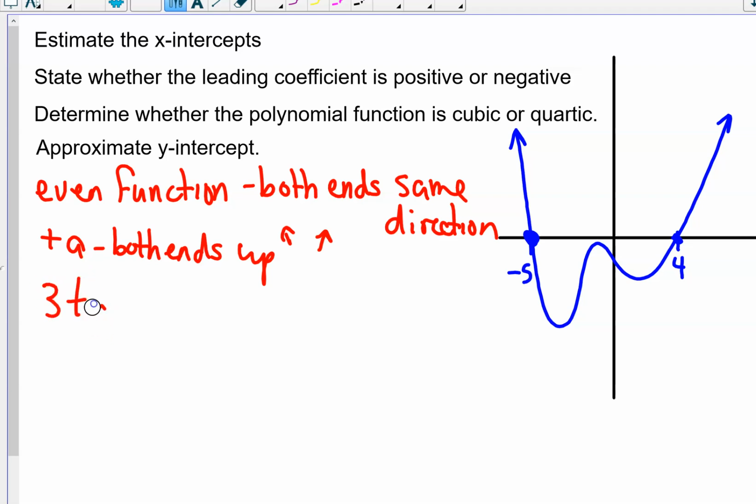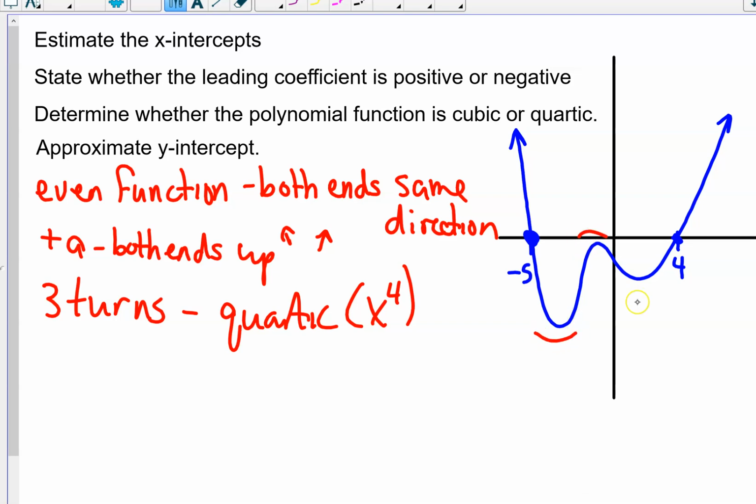I don't know what the equation looks like yet, but just based off the graph, 3 turns. So I know it's quartic, which is an x to the 4th power, because remember the number of turns is 1 less than the power. And how do I know how many turns? Here's 1, 2, 3.